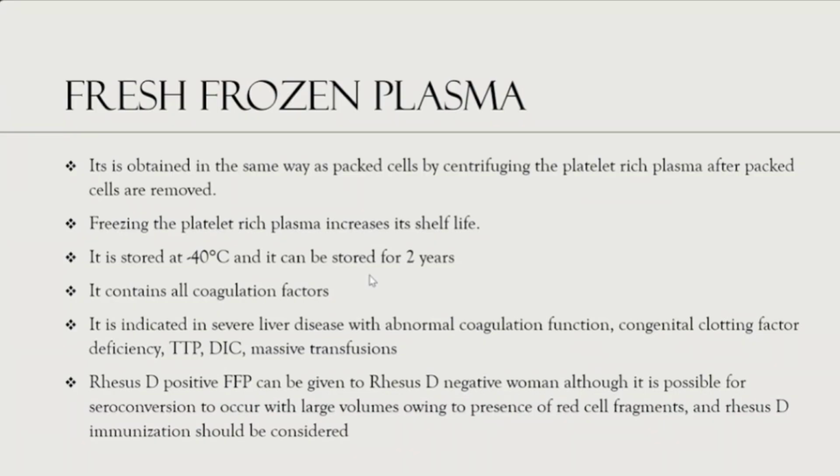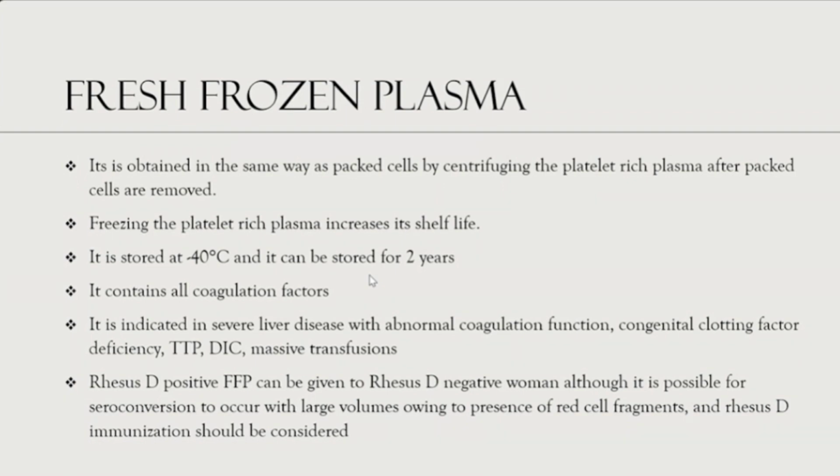It contains all coagulation factors. That is very important. This fresh frozen plasma contains all the coagulation factors. So it is indicated in severe liver disease. Remember, these coagulation factors are manufactured in the liver. So if you have a liver disease, you're not going to produce these coagulation factors. So you're going to transfuse the fresh frozen plasma. So it's indicated in severe liver disease with abnormal coagulation function.